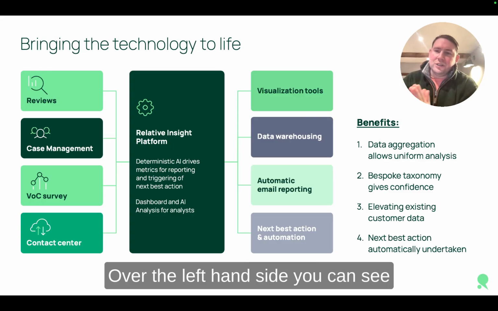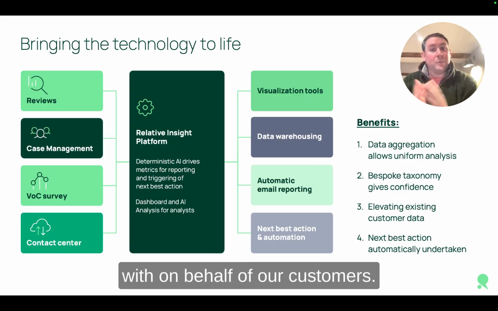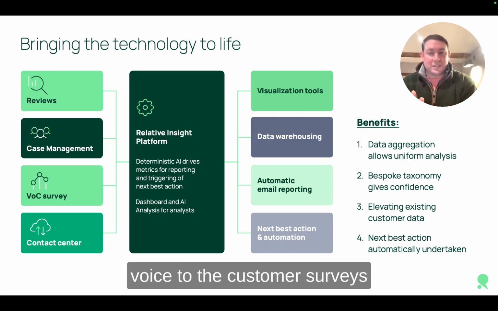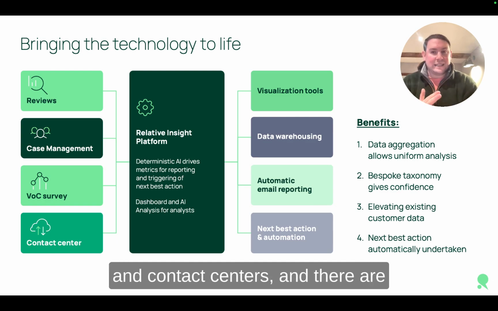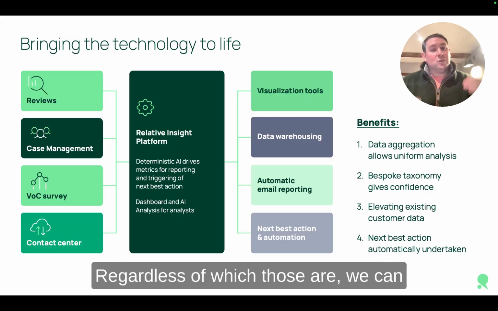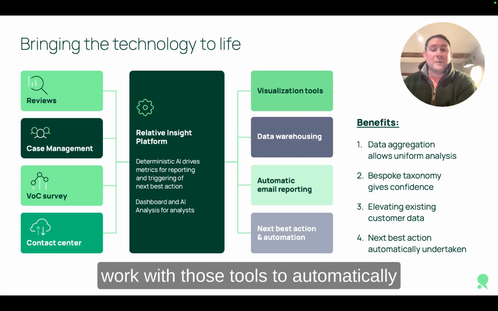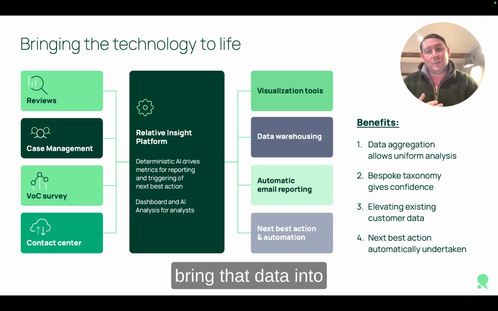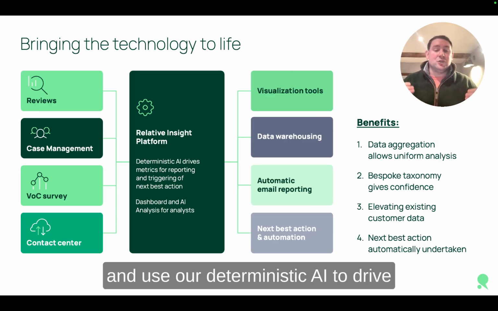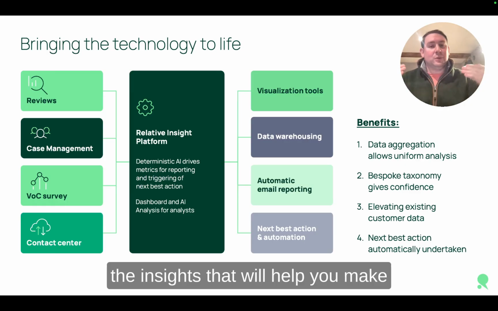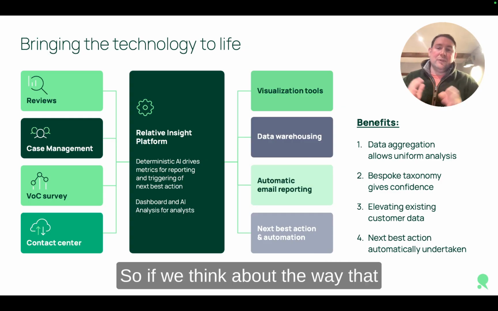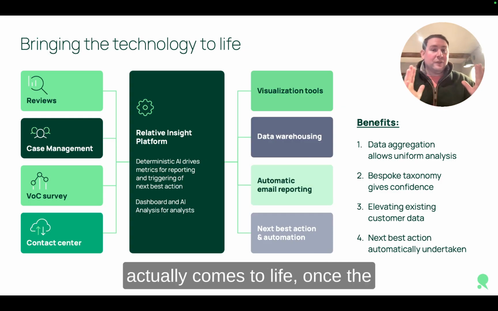Over on the left-hand side, you can see the types of data that we tend to work with on behalf of our customers. So review data, case management tools, voice of the customer surveys, and contact centers. And there are many brilliant vendors out there. Regardless of which those are, we can work with those tools to automatically bring that data into Relative Insight on an automated basis and use our deterministic AI to drive the insights that will help you make more decisions more quickly throughout your organizations.